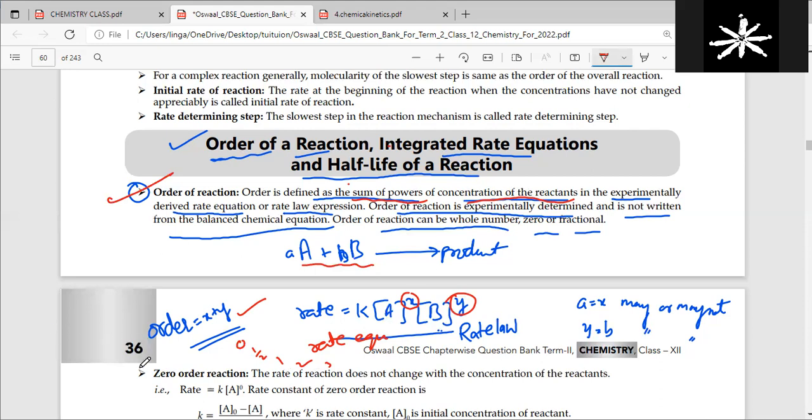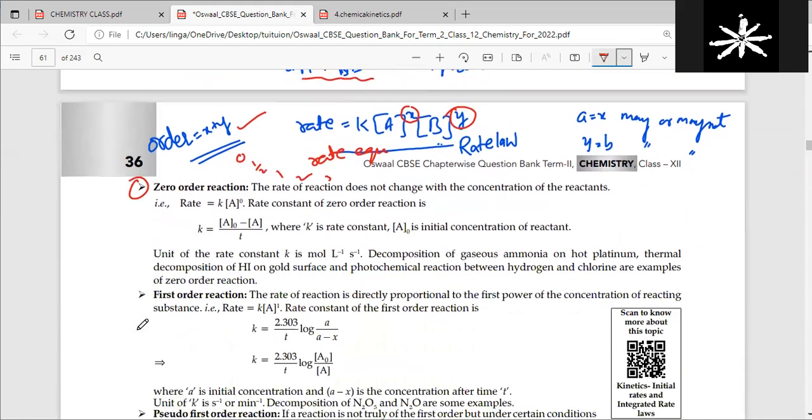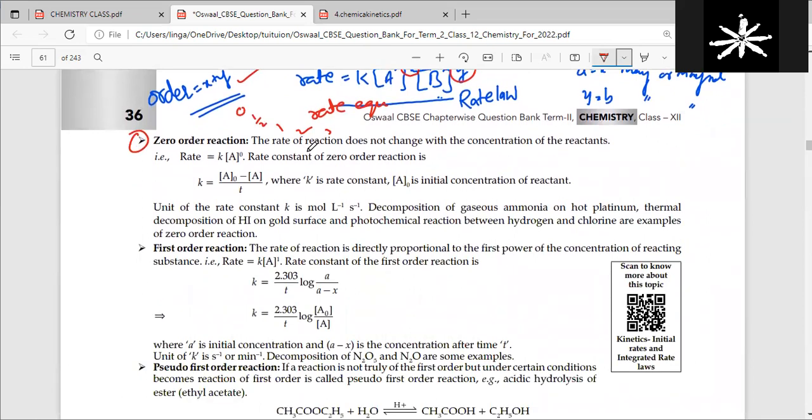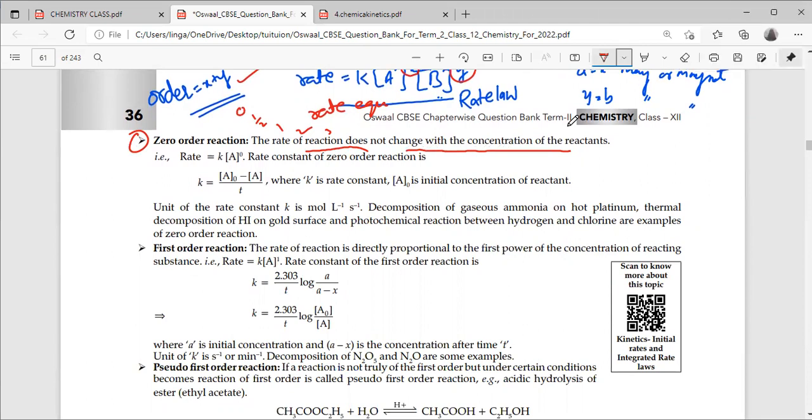Yes, sir. Next, zero order. The rate of the reaction does not change with the concentration of the reactants. That is zero order reaction.